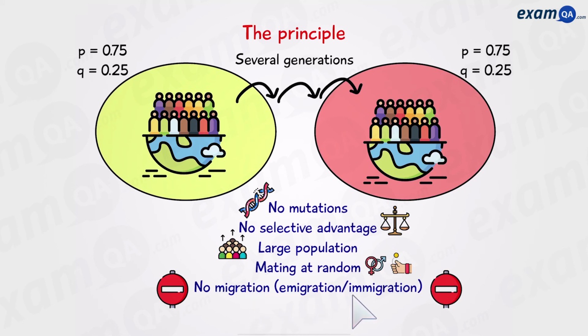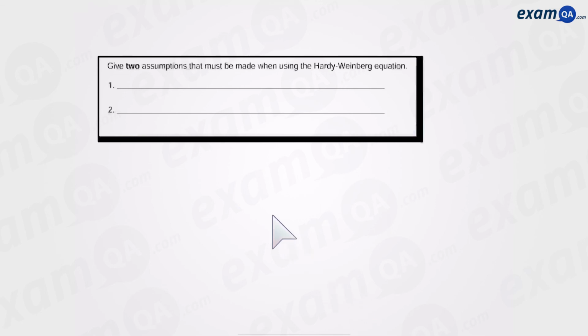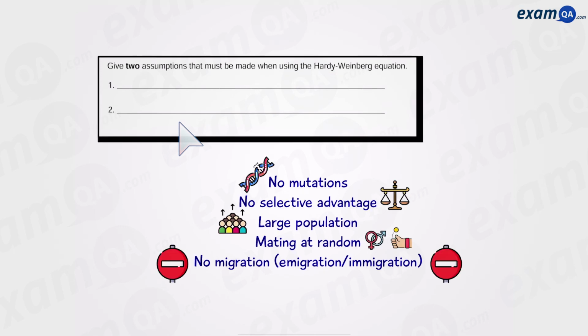So that means new individuals have not entered the population bringing their new alleles, or individuals from this population have not left, reducing the frequency of their alleles. Okay, so let's look at this question. Give two assumptions that must be made when using the Hardy-Weinberg equation. Well, instead of two, how about 5 assumptions?